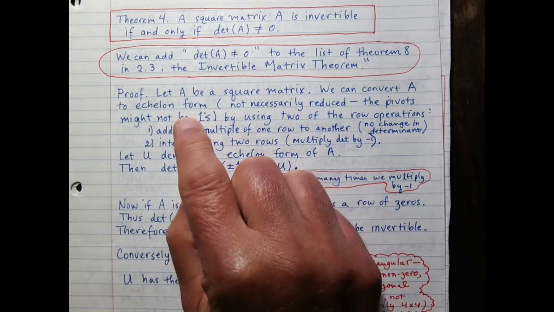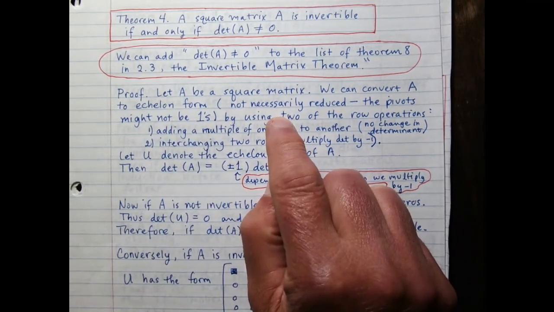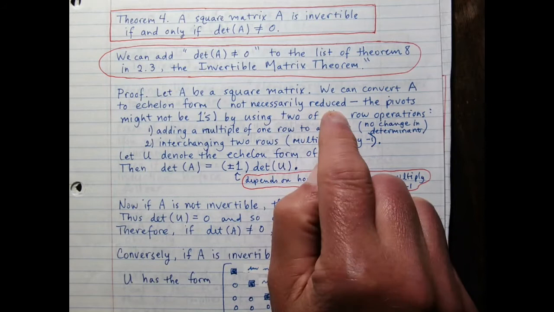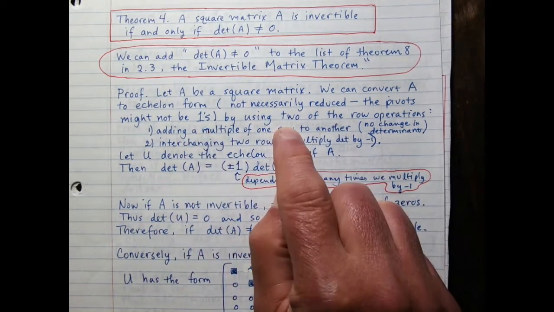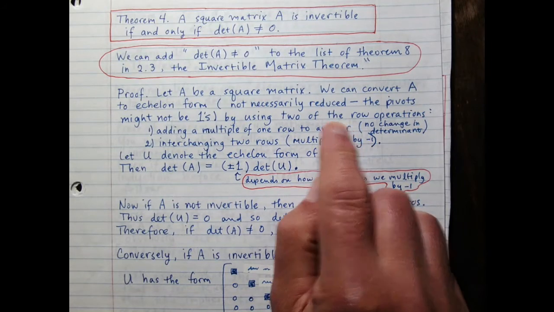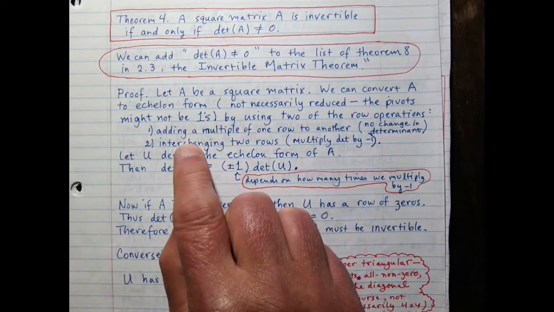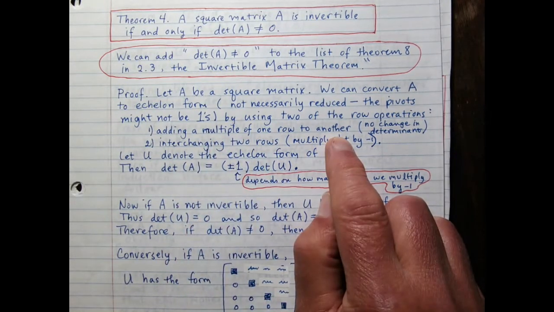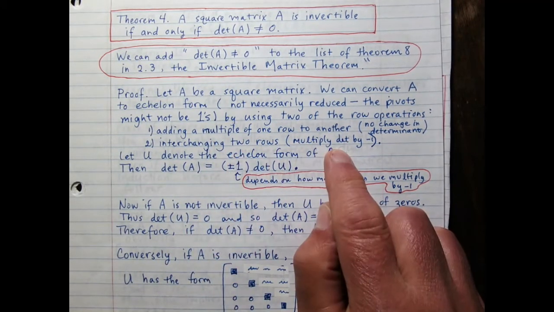We can convert A to echelon form. Let's not worry about reduced echelon form. So the pivots might not be 1, by using 2 of the row operations. If we don't worry about getting 1s, we can get to an echelon form by just adding multiples of one row to another and interchanging 2 rows. So we're not going to multiply or divide a row by a constant. That's what we would have to do to get the 1s in position.